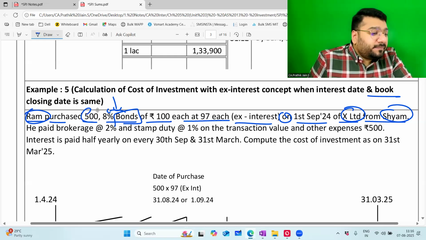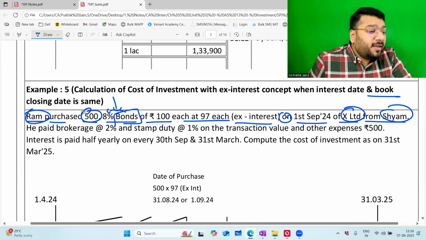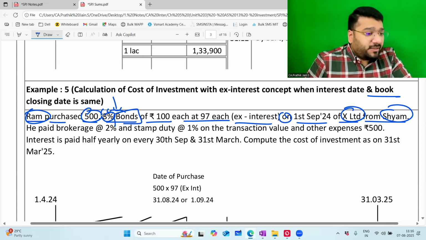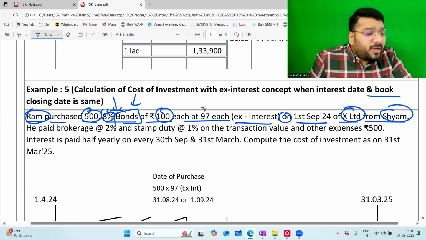What is 500? Quantity of debentures, number of debentures, quantum of debentures. Okay. 8% is what? Interest rate, coupon rate, right? Bond is one type of security. What is 100? What is 97?